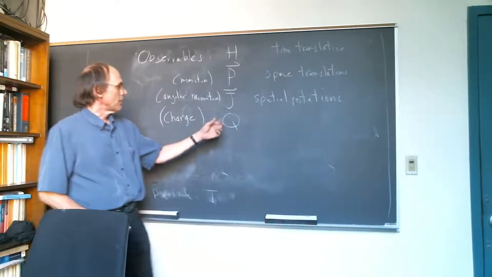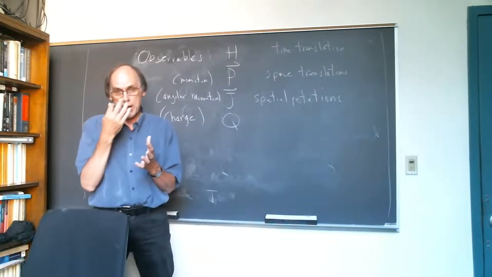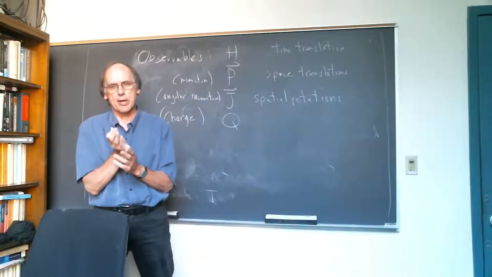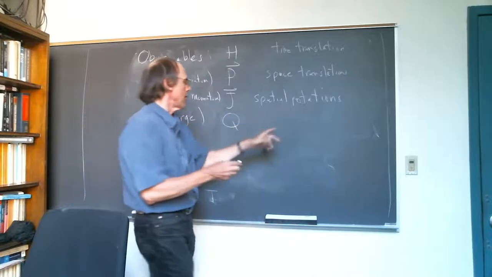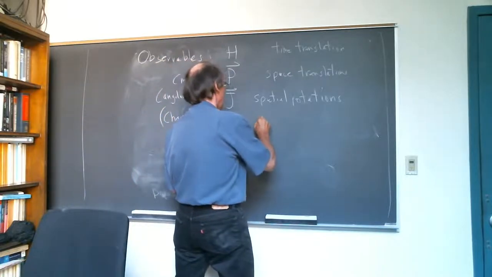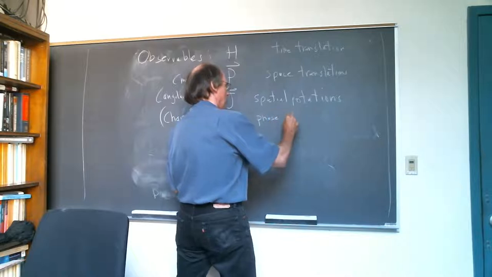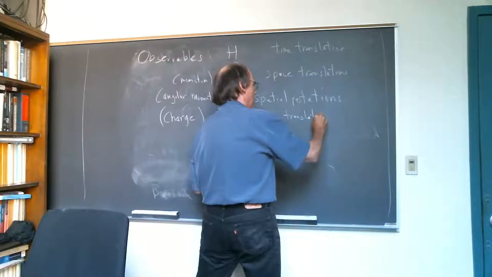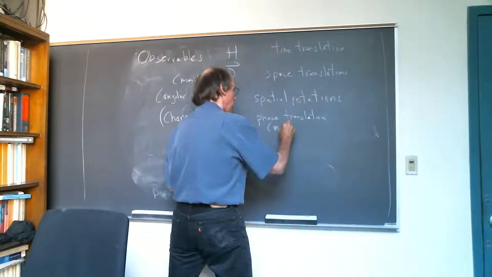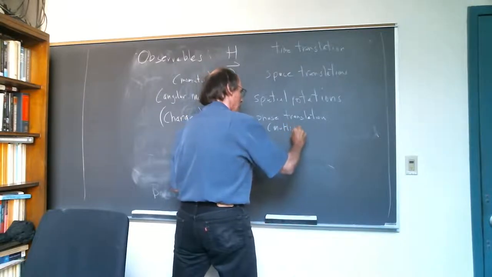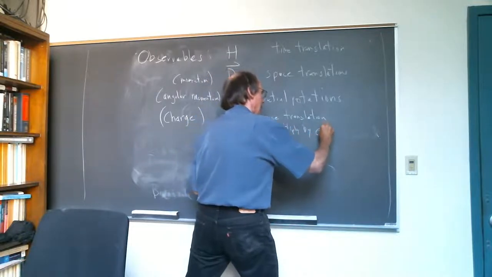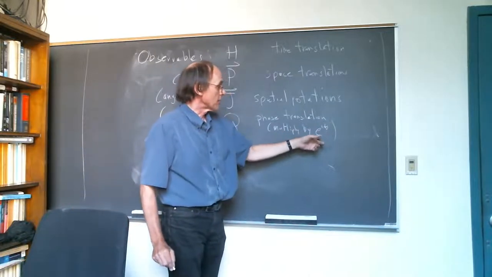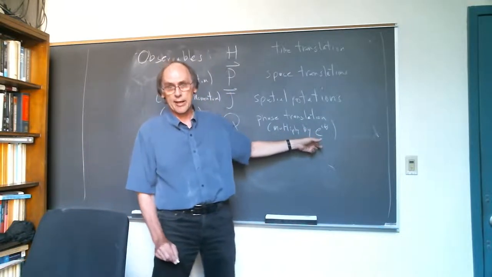Another thing you could do, if you have a complex vector space, is transform all your vectors just by changing them by a phase. So this is phase translation. Or, if you like, multiplication by e to the i theta: you're taking your complex vectors and multiplying them by e to the i theta.